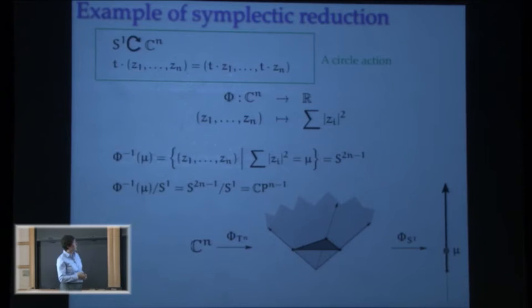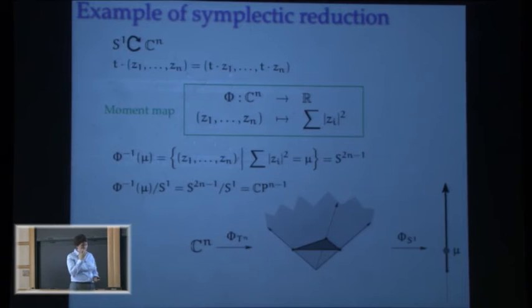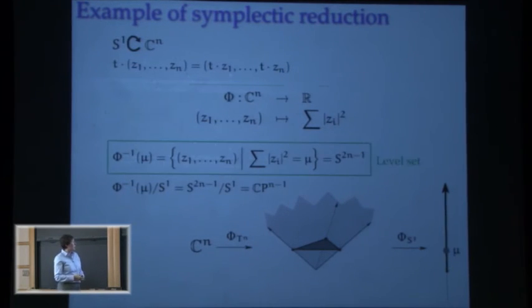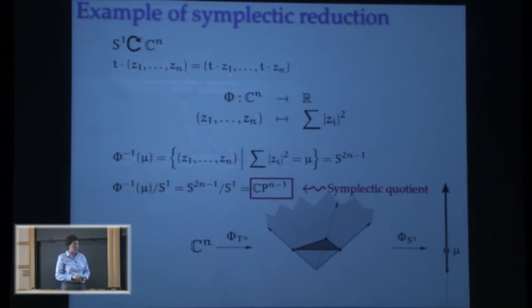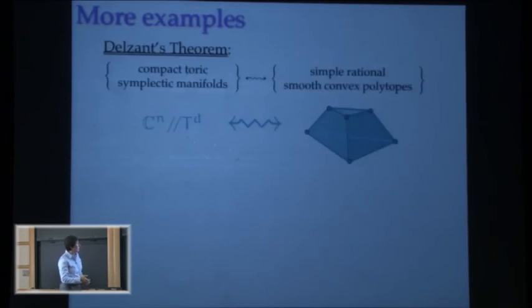So that's my action. My momentum map for this action just takes a string of n complex numbers to the sum of the lengths. The level set at mu is just going to be a 2n minus 1 sphere. And the circle acts on this, and the circle directions, that's just the Hopf fibration. So the quotient is just CP^(n-1). Okay, so that's a very explicit way to see CP^(n-1) is symplectic.